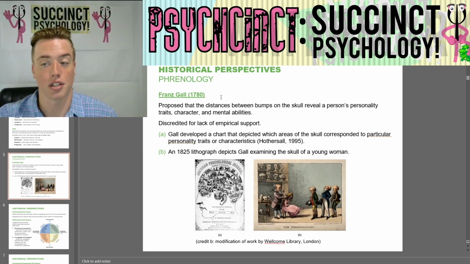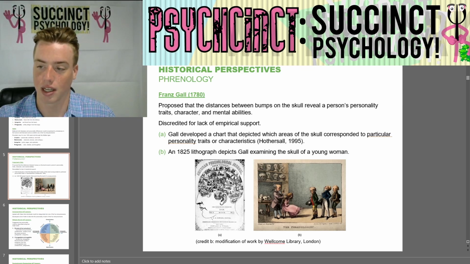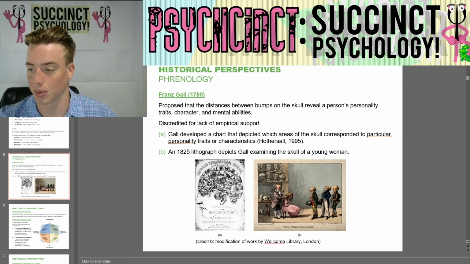So, phrenology. Franz Gall in 1780 proposed that the distances between bumps on the skull reveal a person's personality traits, character, and mental abilities. It is discredited for lack of empirical support. Gall developed a chart that depicted which areas of the skull corresponded to particular personality traits or characteristics. So you can see here from Hothersall in 1995, he had this nice picture of which areas of the skull led to personality traits. And here we have an 1825 lithograph that depicts Gall examining the skull of a younger woman. So that's supposed to be Gall. That's him examining the skull.